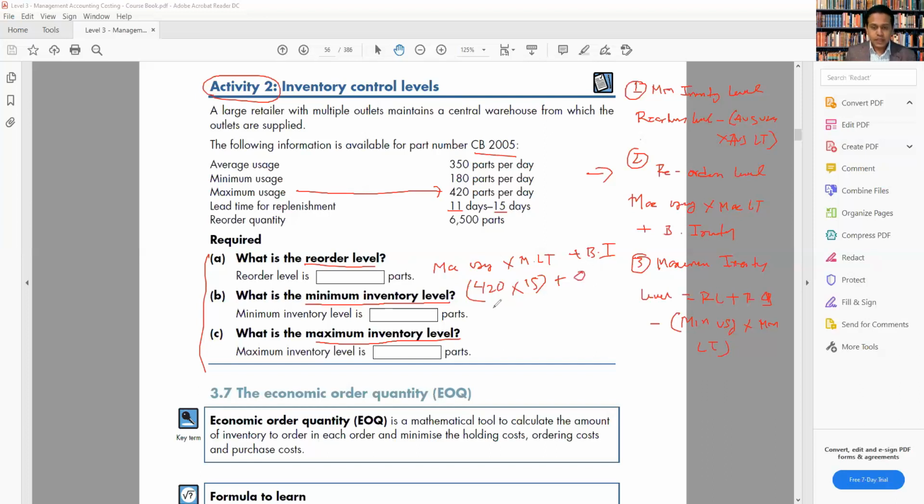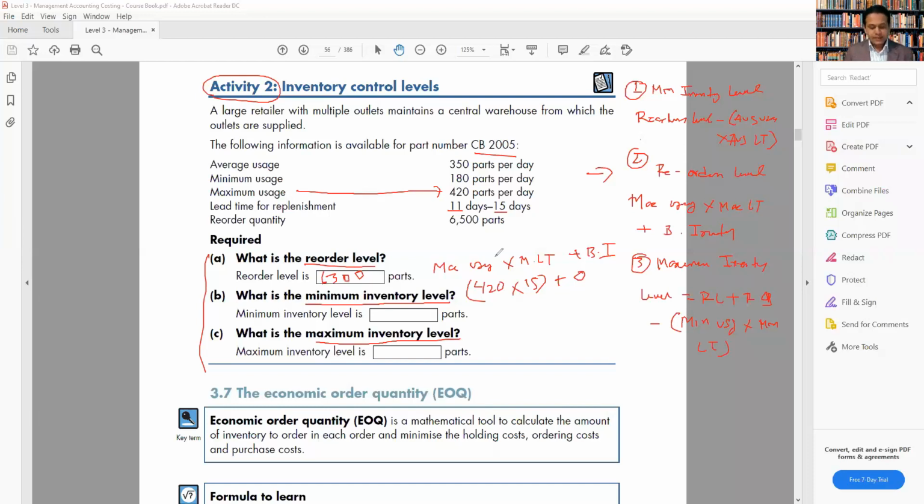So if we do the calculation, that should give us the answer. So 420 times 15, and that should give us how much? 6,300. Very well done. Very well done, Vinal. Very well done, Geno. Very well done, Steven. Yes, 6,300. So this is the first one we have done.